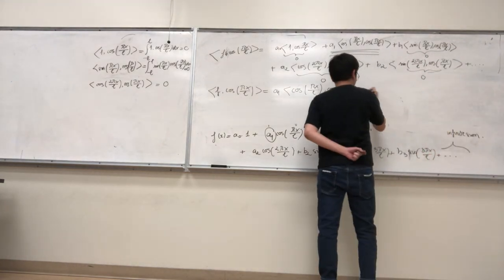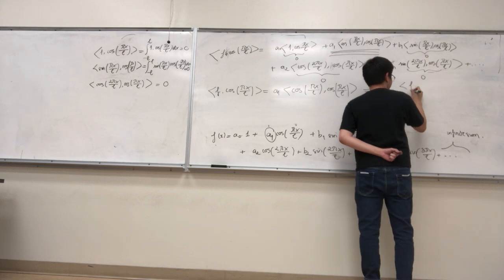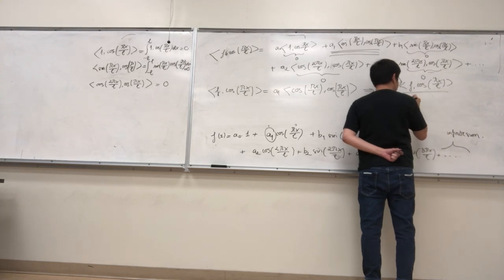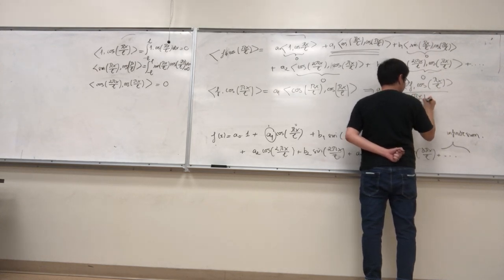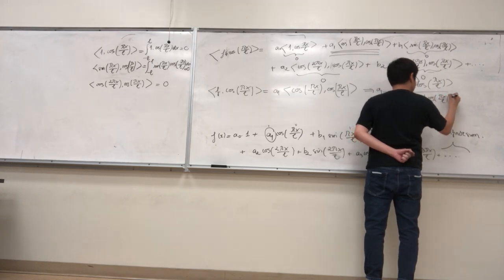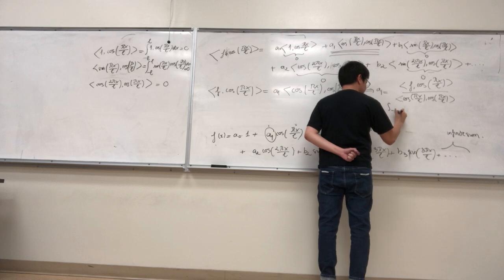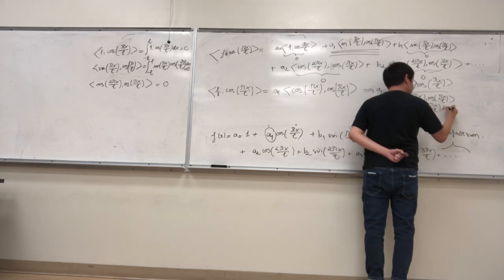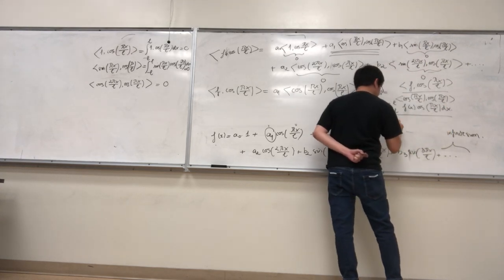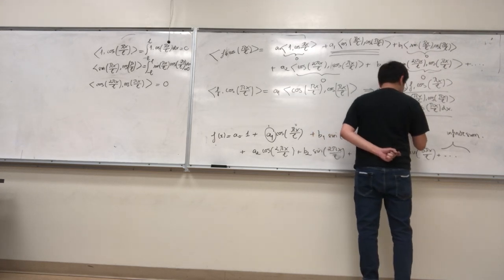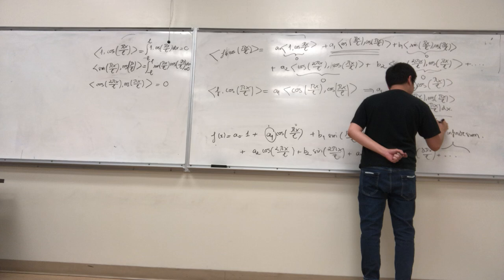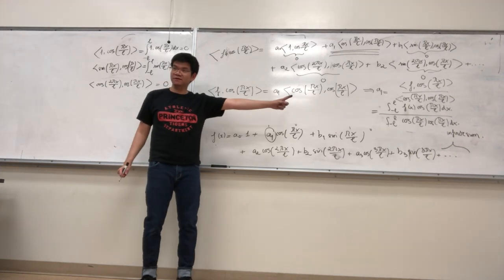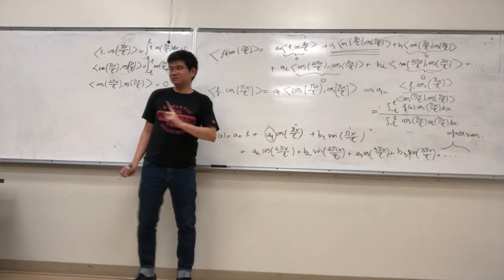So now I can compute a1. So a1 will be the inner product of f and cosinus of pi x over L divided by the inner product of cosinus with cosinus. So this by definition will be the integral from minus L to L of f(x) cosinus of pi x over L dx divided by the integral from minus L to L of cosinus of pi x over L times cosinus of pi x over L dx. It's good.